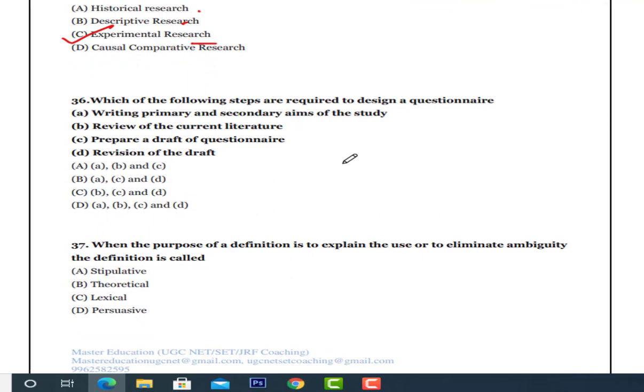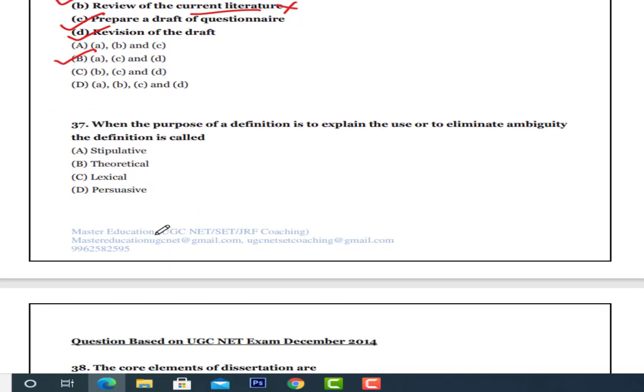The next question: which of the following steps are required to design a questionnaire? So to design a questionnaire, what are the things needed? Writing the primary and secondary aim of the study, review of the current literature. So we have no need of literature in designing the questionnaire. Okay. And then preparing a draft of the questionnaire and revision of the draft. So option A, C, D is the answer.